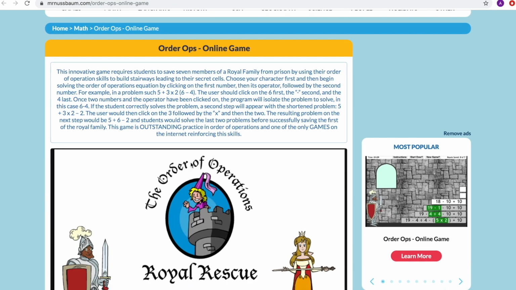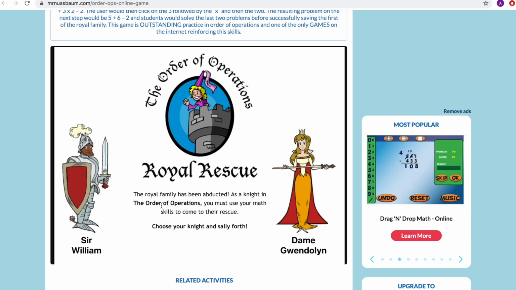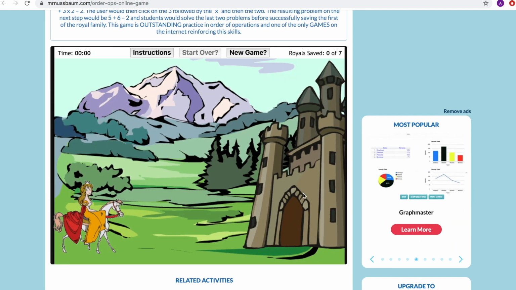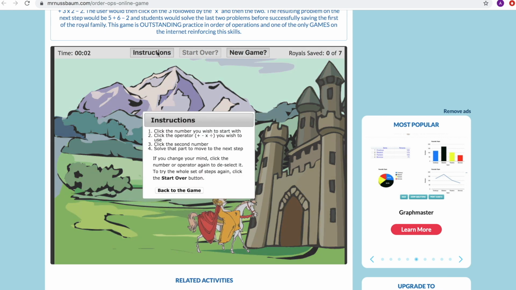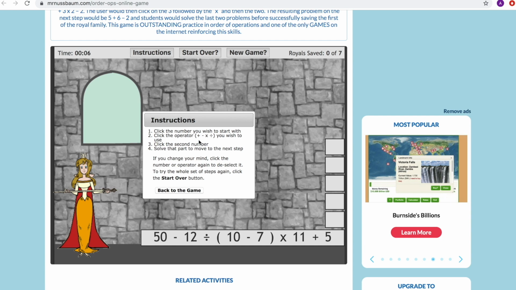So we're going to go. It is really like an escape room type deal. Since I'm a girl, I'm going to choose the royal family. Like I just said, I'm a knight in the order of operations. We're going to choose your knight and sally forth. The instructions here say click the number you wish to start with, so where we start. Click the operator you wish to use. Click the second number. Solve that part.